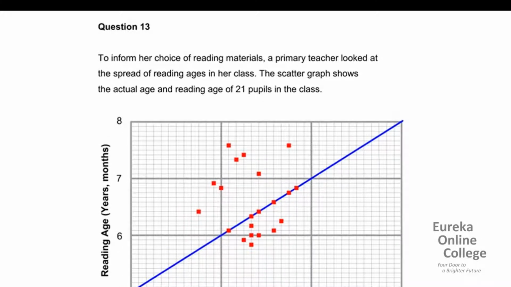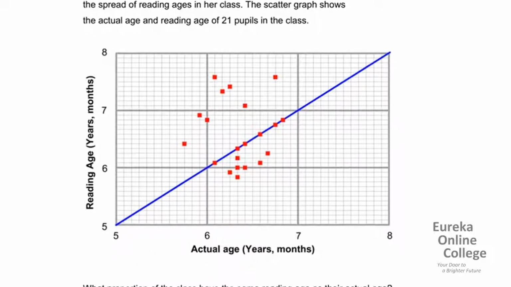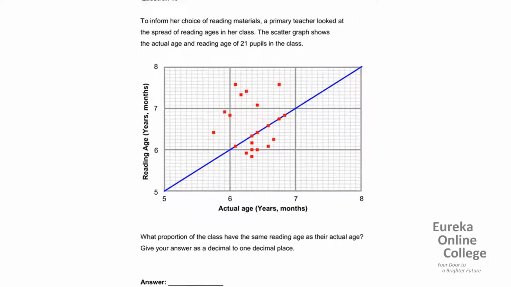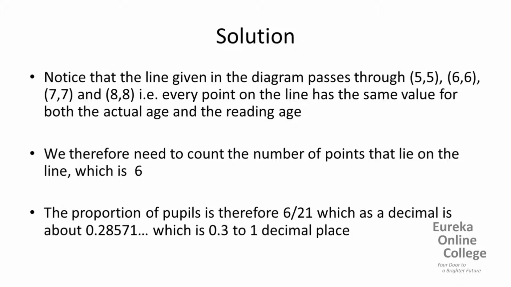Question 13. To inform her choice of reading materials, a primary teacher looked at the spread of reading ages in her class. The scatter graph shows the actual age and the reading age of 21 pupils in the class. What proportion of the class have the same reading age as their actual age? Give your answer as a decimal to 1 decimal place. Okay, so what is the solution?